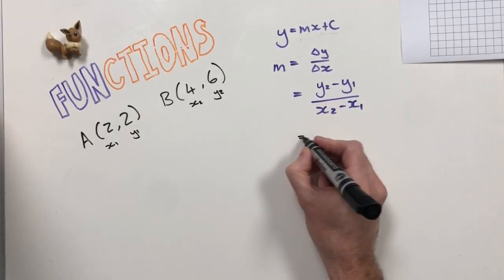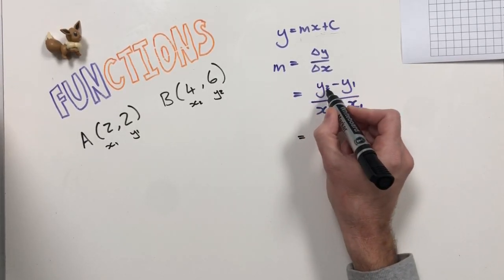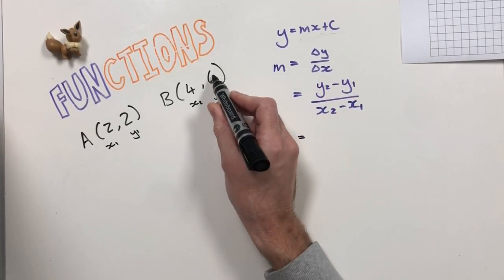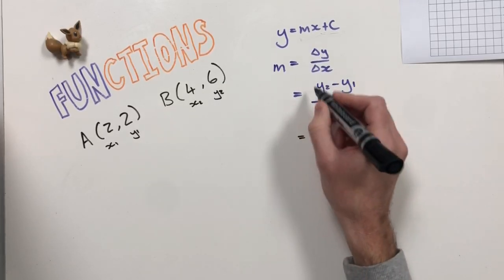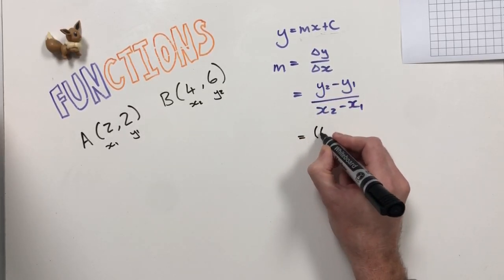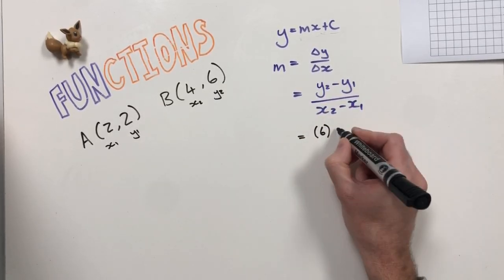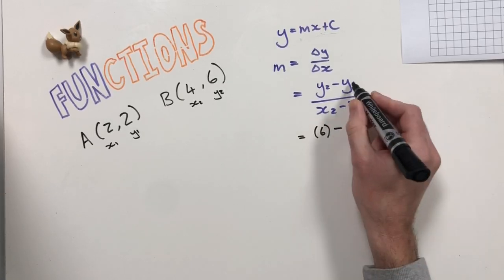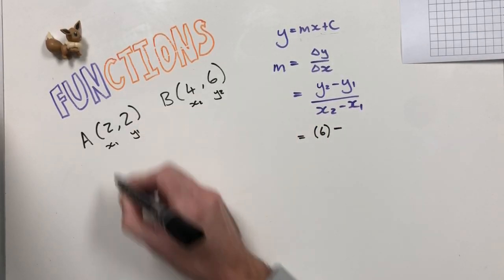So for this formula, I'm just going to fill in. y2 is that one, which is 6. It's a positive 6, and obviously it would be better to put it in brackets because it's substitution. I put the minus there, and y1 is the 2.